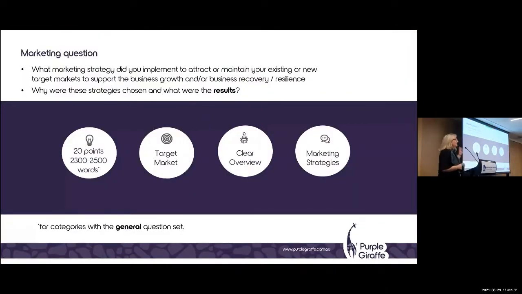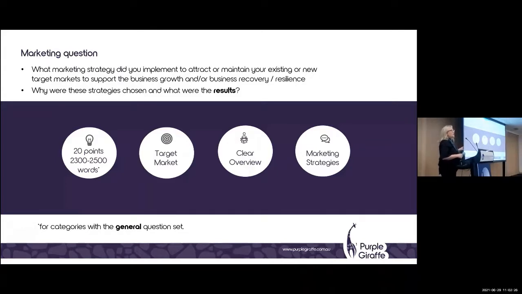So the marketing question you can read up the top there, and like Amanda said, it's about fishing out the components within the question to answer it correctly. In the marketing section, there's pretty much three areas. One is your target market. Whatever you do in marketing, not even in the applications, in anything you do in marketing, it's all about your target market. So we're going to spend quite a lot of time on identifying who your target market is. Then also having a clear overview, and then your marketing strategies. And within your marketing strategies, it's then evaluating those strategies as well.